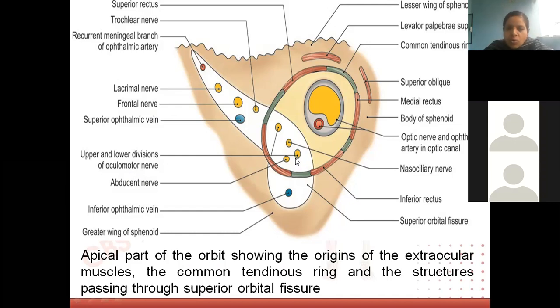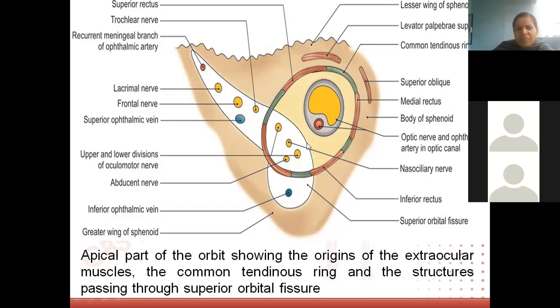So what is the third cranial nerve? Oculomotor. Fourth cranial nerve? Trochlear. Fifth cranial nerve? Trigeminal. Sixth cranial nerve? Abducent. The 3rd, 4th, 5th, and 6th cranial nerves are passing through the superior orbital fissure.